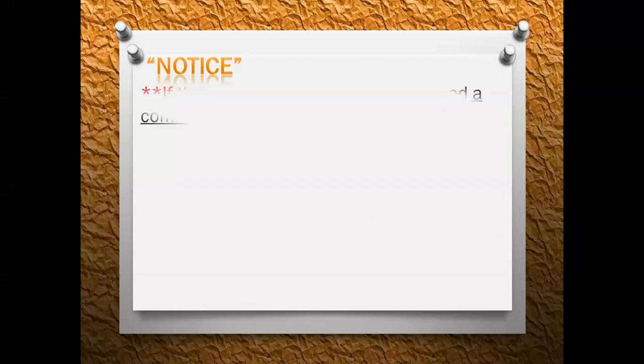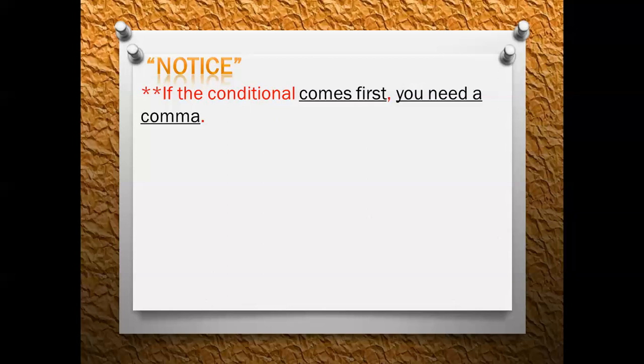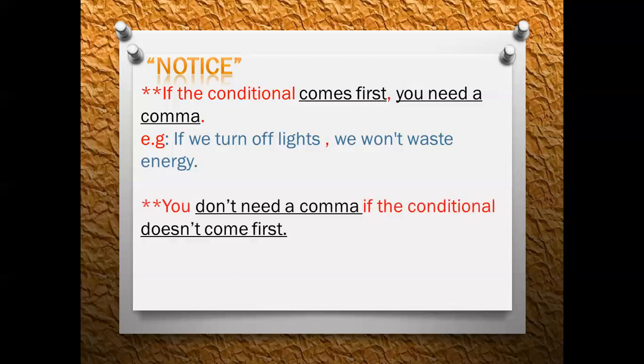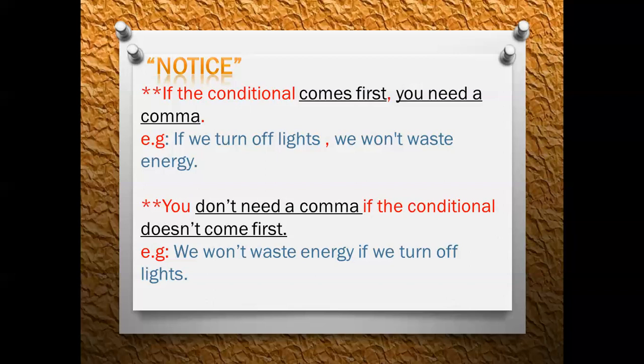We must notice that if the conditional comes first, you need a comma. If we turn off lights, then we put here a comma, then we won't waste energy. But you don't need a comma if the conditional doesn't come first. Like this example, we won't waste energy if we turn off lights.